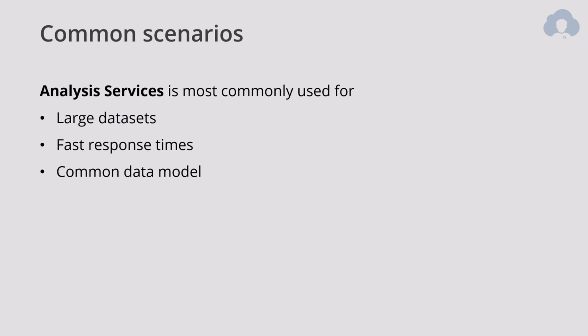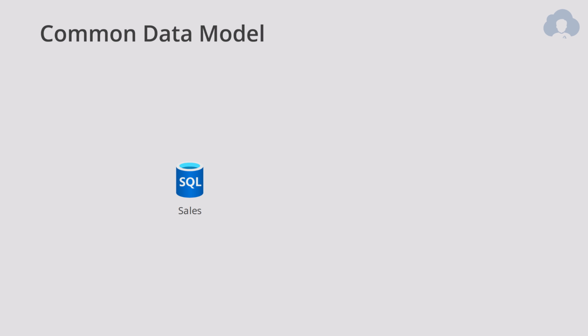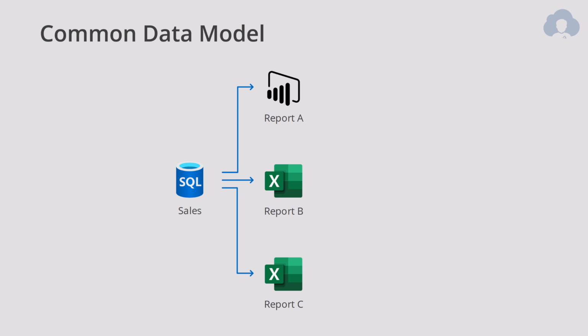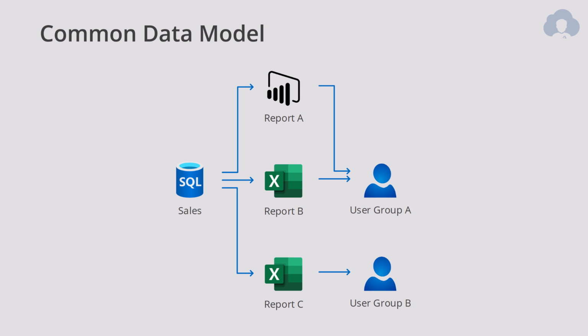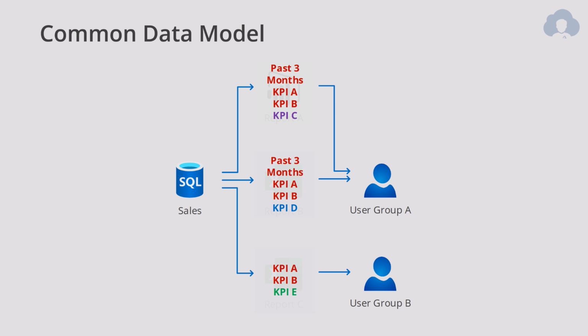And lastly, it's also very commonly used for something called a common data model. Imagine a scenario where you have a sales database and you are consuming this data into multiple reports. What commonly happens in an organization when delivering those reports to a certain group of users is that you define the KPIs that they want to see. So for each report you define KPIs.